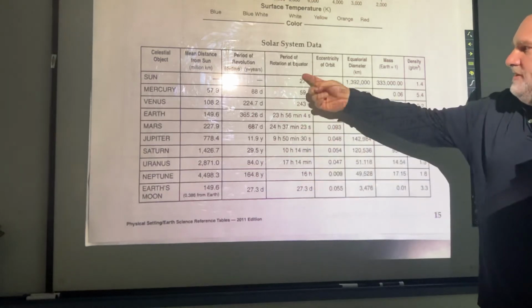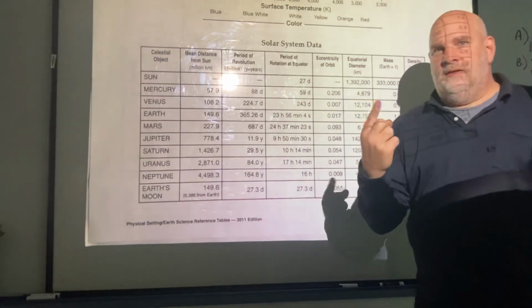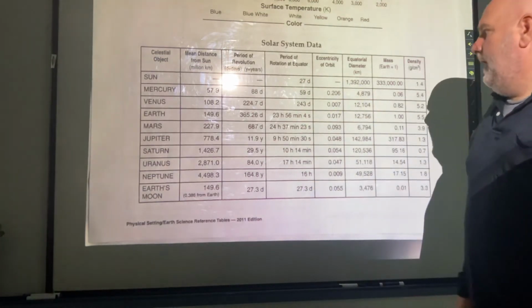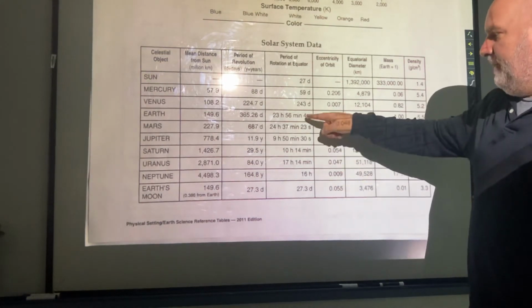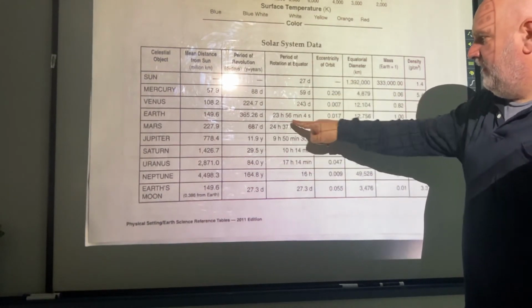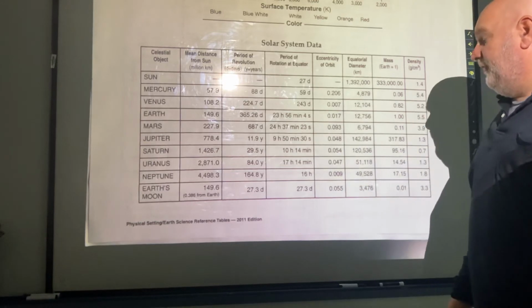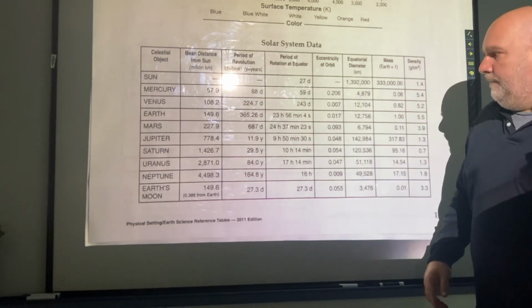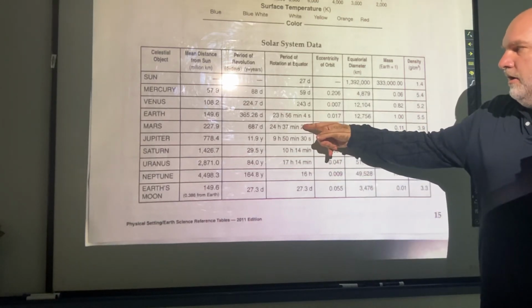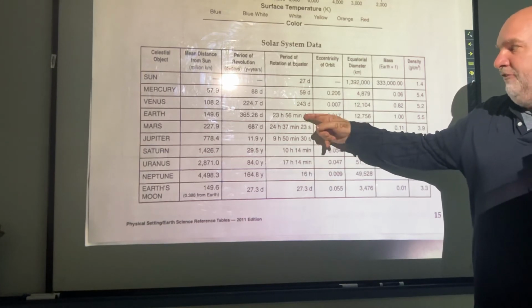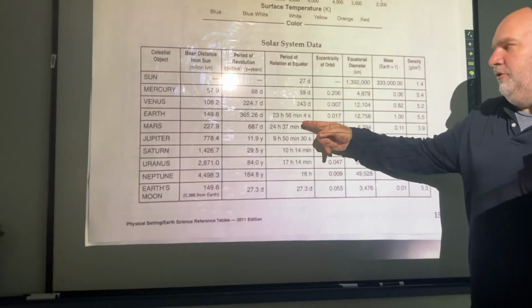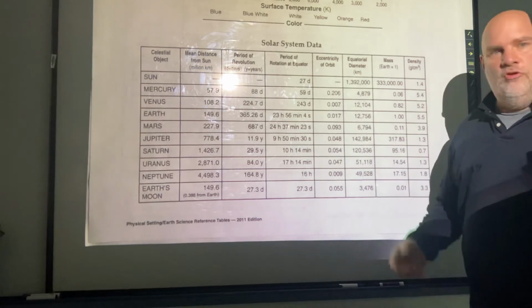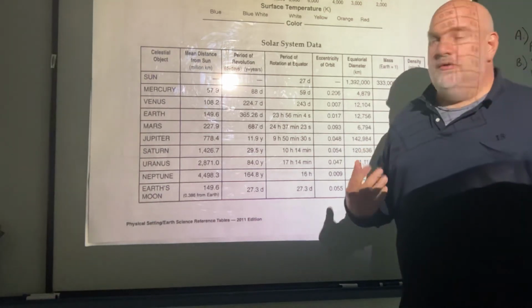Next, period of rotation. That is like spinning on its axis. And again, you want to be careful when comparing these, because some of these are in days, some of these are in hours and minutes. A couple things to point out. One, Mars and the Earth, the amount of time it takes to spin on its axis is very similar, only about a half hour different. So a Martian day is pretty similar to an Earth day.